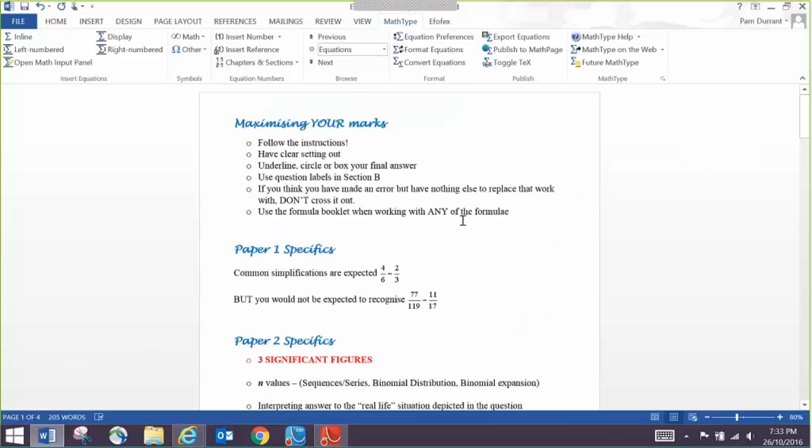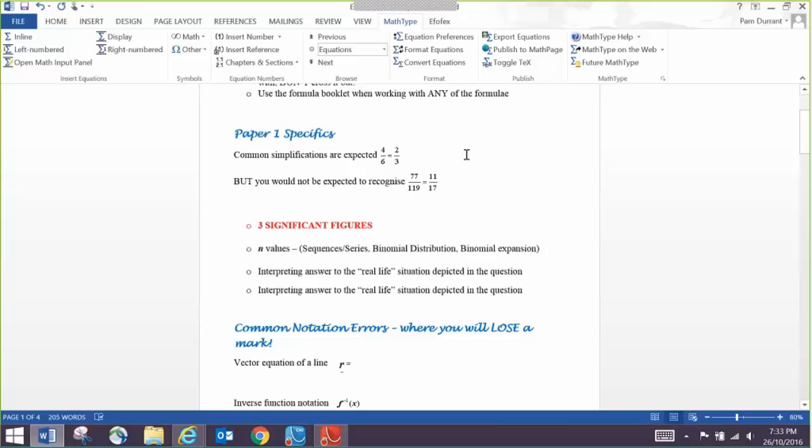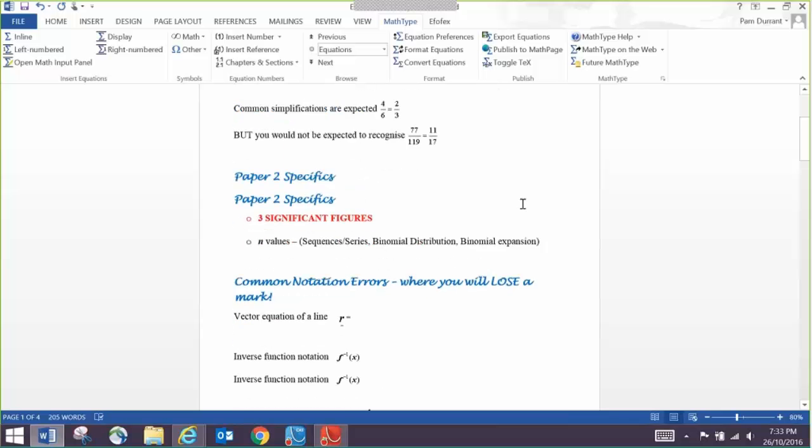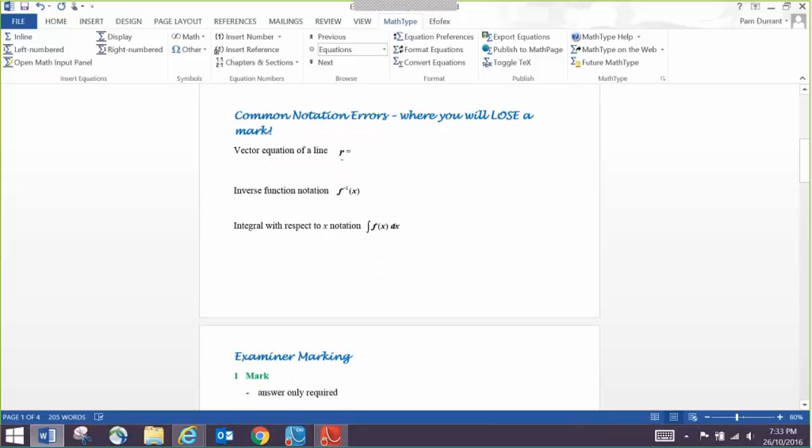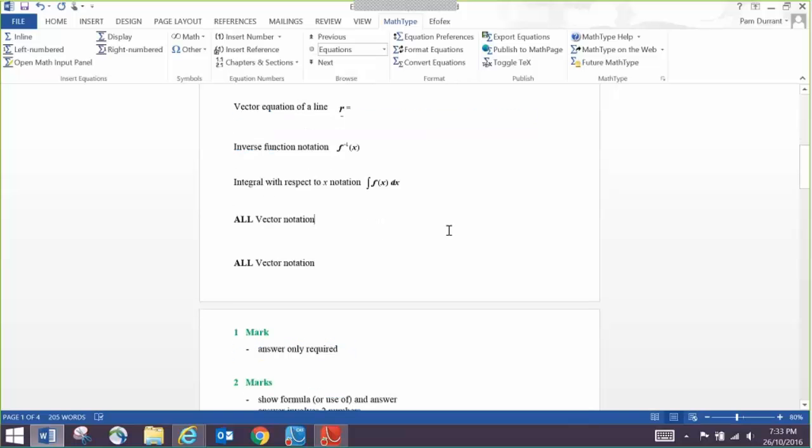Finally, the last thing I want to do, and I don't want to take up too much of Bojana's time, I've got a little Word document here that you can flick through. There's some bits about how to maximise your mark, things that are within paper 2 and paper 1, some common notation errors where we do expect the correct notation. So for a vector, we expect the equation of a line to be called r, inverse function notation, and an integral should have the dx, etc.